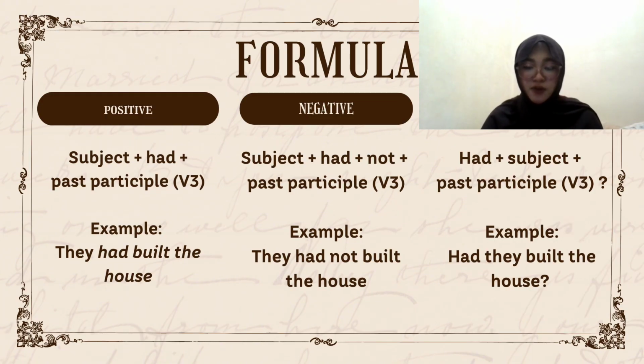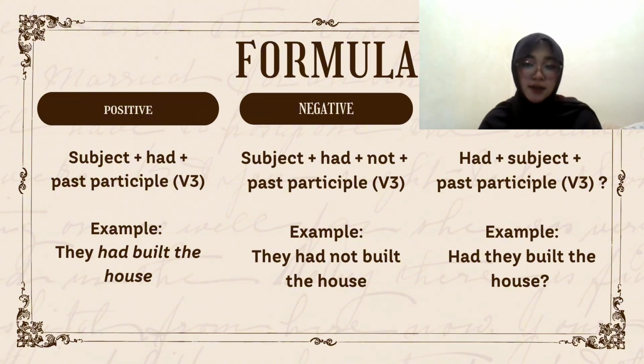Okay, next, the formula is simple. For positive sentences, it is subject, had, and past participle or verb 3. For example, they had built the house. And for negative sentences, it is subject, had not, and past participle. For example, they had not built the house. For negative, we use not.